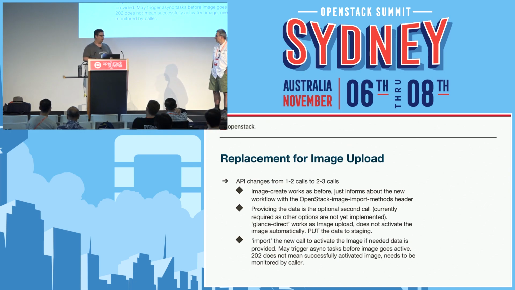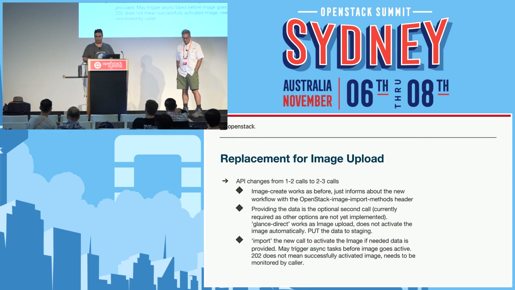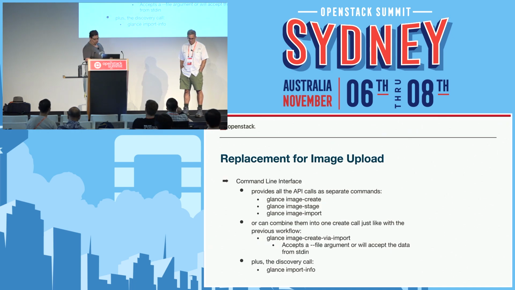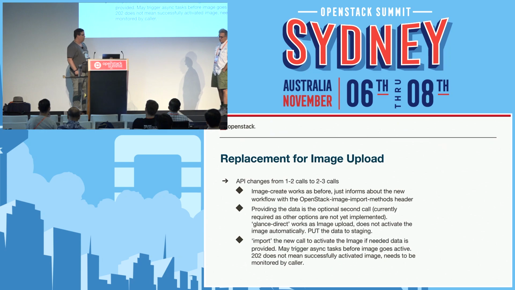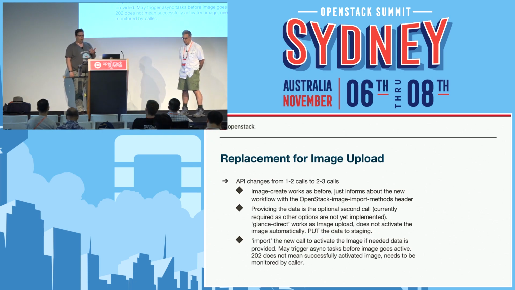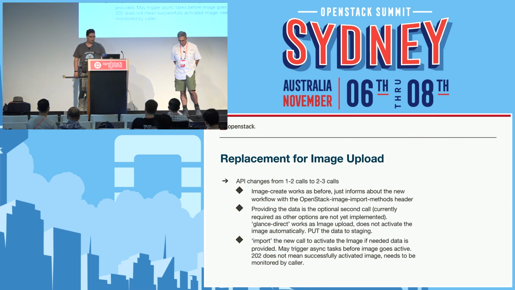We are bringing in multiple ways to provide that data to Glance, which is the reason why this is 2 to 3 calls. When we get further, I'll explain it a little bit closer. One note there is that when you do the import call, it's asynchronous. It will return you 202 right away. It does not mean that the image is ready to be consumed. It might take time, so whoever is creating that image and is planning to consume it needs to follow the status of the image until it goes active before trying to consume that image from Glance.